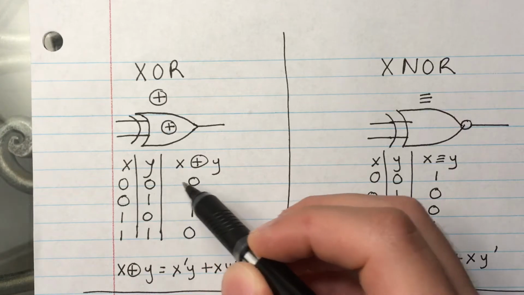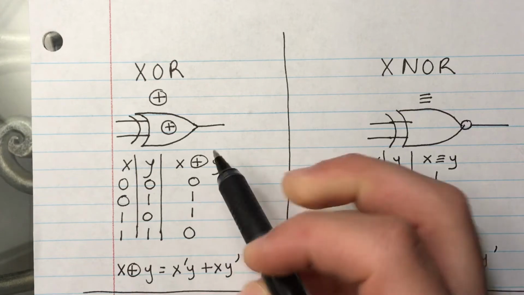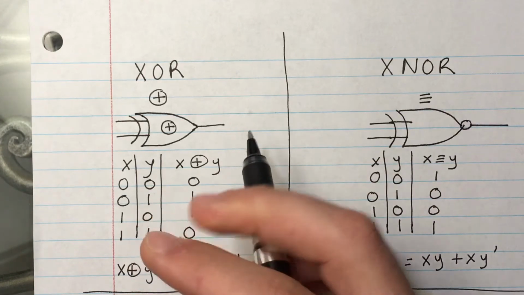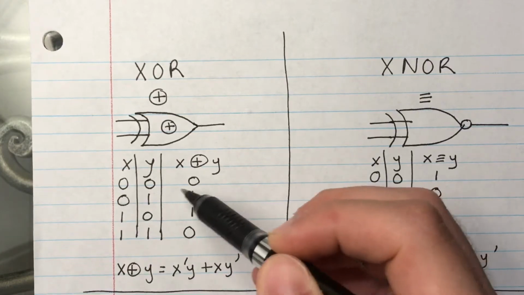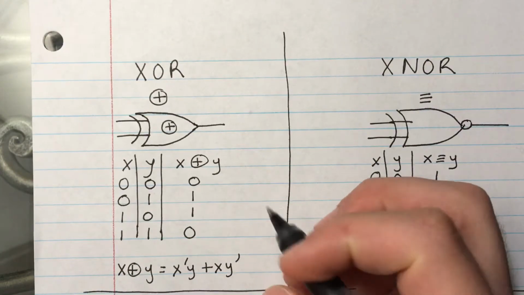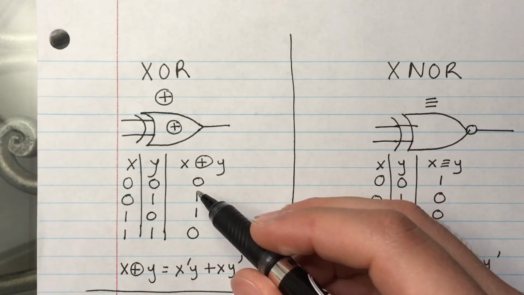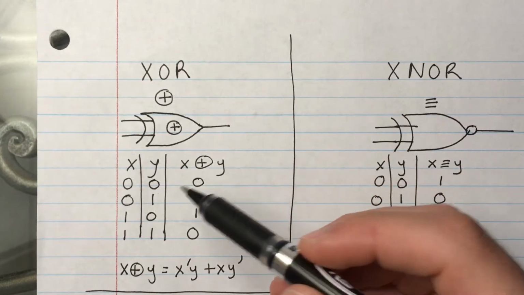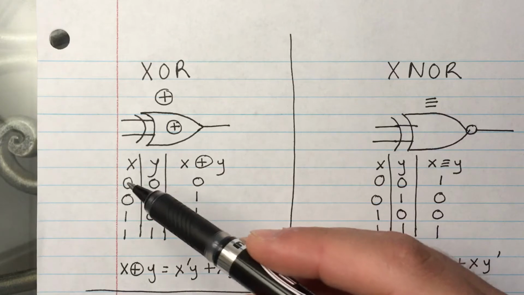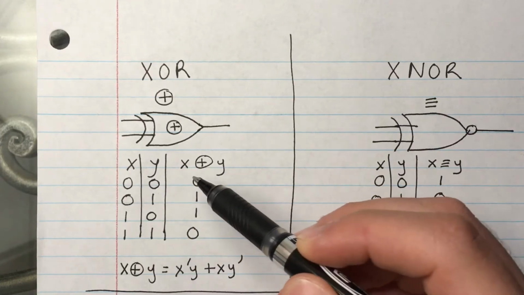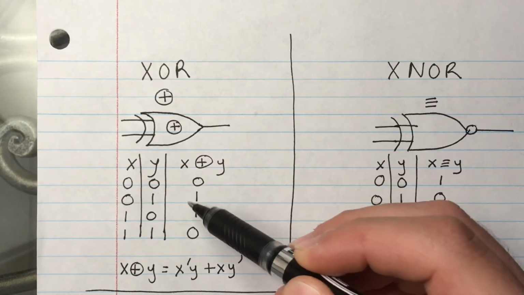as your input, your output is 0. When you have two inputs as 1, your output is also 0. But when you have a mix of the two, a 0 and a 1 or a 1 and a 0, your output is going to be 1. So a good way to remember the truth table for the XOR is if you have two inputs of the same kind, whether it's a 0 or 1, your output is going to be 0. And if they're mixed, then your output is going to be 1.